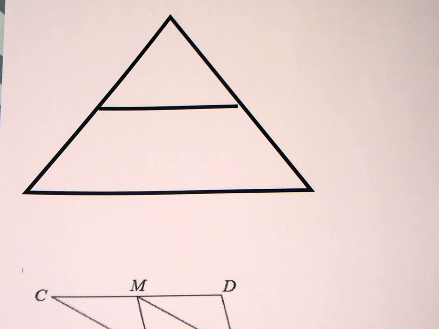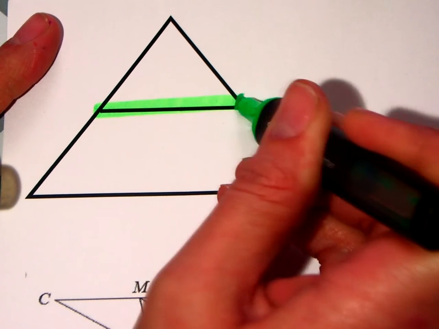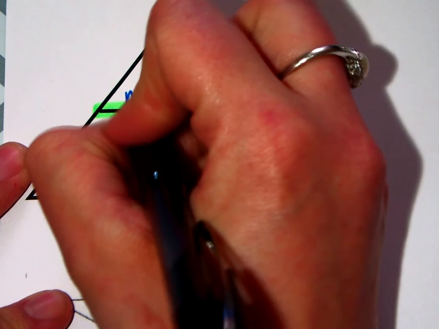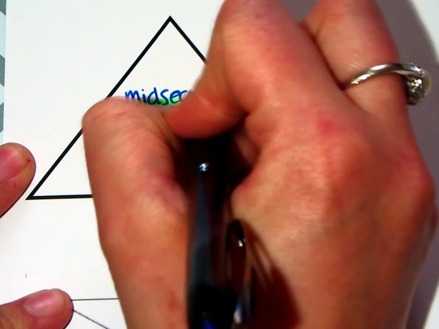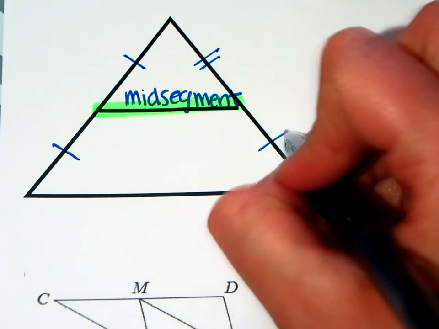Today's lesson is about mid-segments in a triangle. So as we're looking through this practice, what a mid-segment does is it connects the midpoints of two sides of a triangle. Looking at our picture, this segment is going to be referred to as the mid-segment. And what the mid-segment does is it connects the midpoints of the sides.